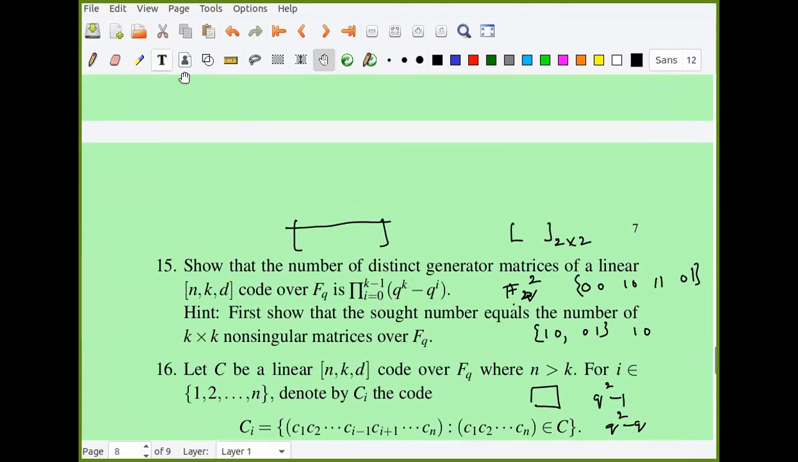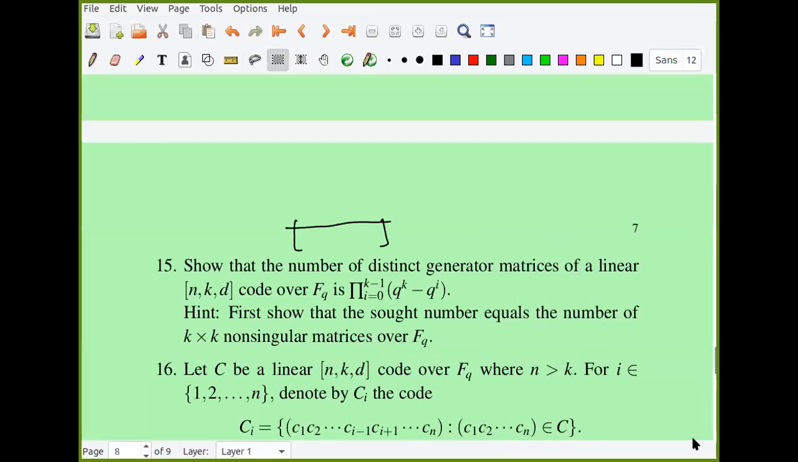So I hope you understand the problem completely, and the solution also. If not, you can ask me and I'll explain further. I explained also, but if you still have a problem, I can do it again. So this many generator matrices are possible. Is it okay, Suresh?